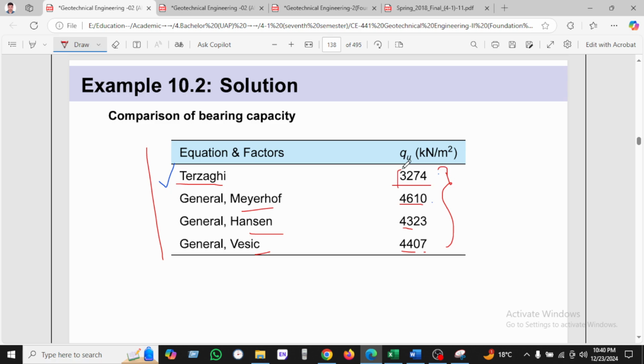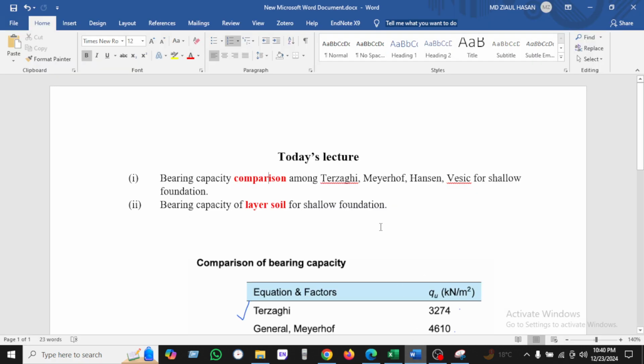So I will suggest, as an engineer, we can use the Terzaghi equation for getting the lowest bearing capacity, as we will take the safe zone. Okay, so this is the first topic we have done.